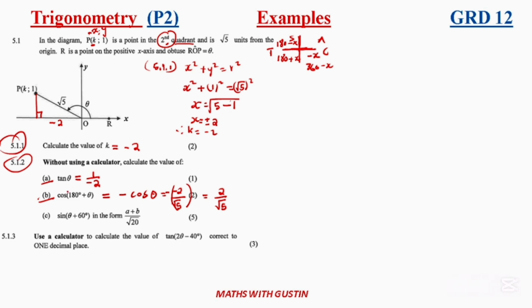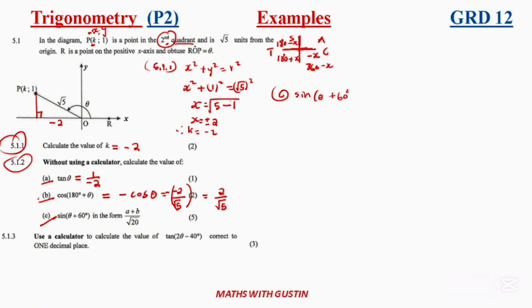So now let's move on to question C. It says here sine of theta plus 60. We must express it in the form of that. 5 marks. Oh, this one they're just giving to us now.